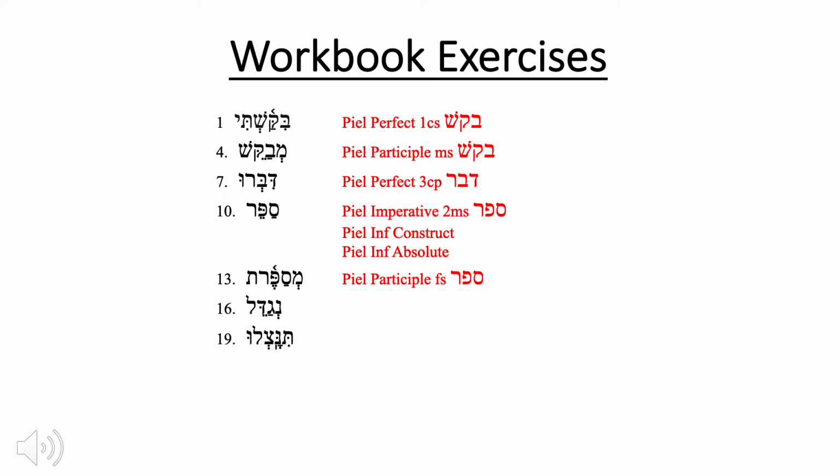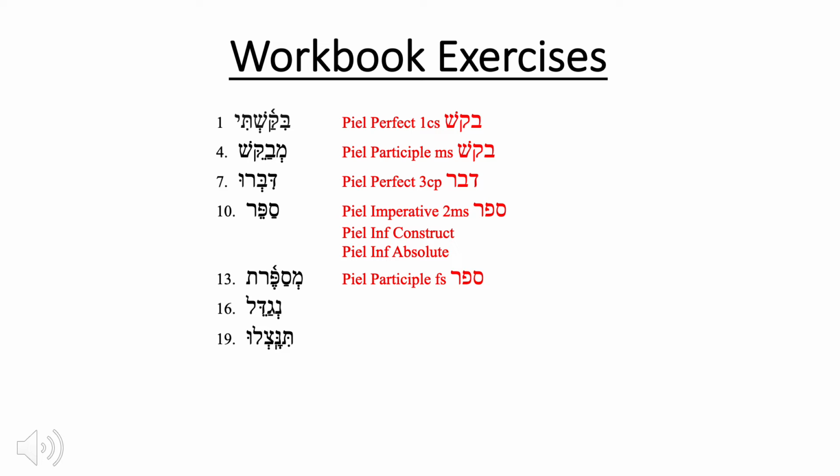How about number 13? Number 13, again, is a Piel participle. We have the mem marking the fact that this is a participle. We have the tav at the end marking the feminine singular participle. We have the dagesh in the middle root letter, in the pe. And again, we have the shewa underneath the mem. You'll notice once again we have the patach under the first root letter, under the samekh. So we know that this is a Piel participle feminine singular.